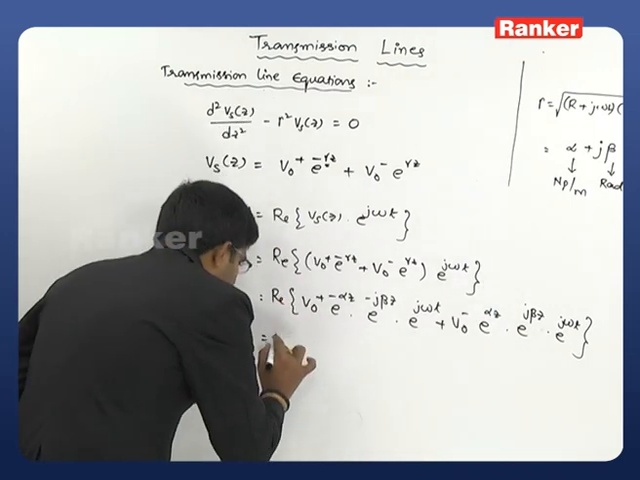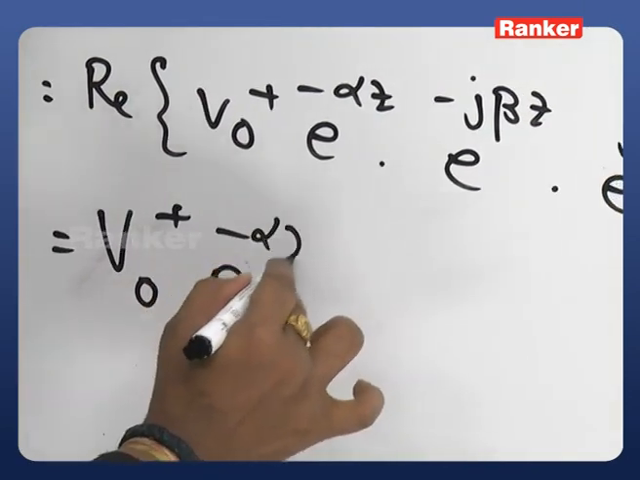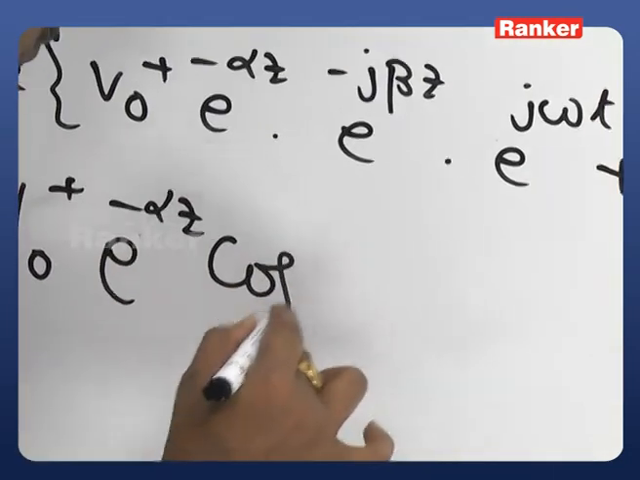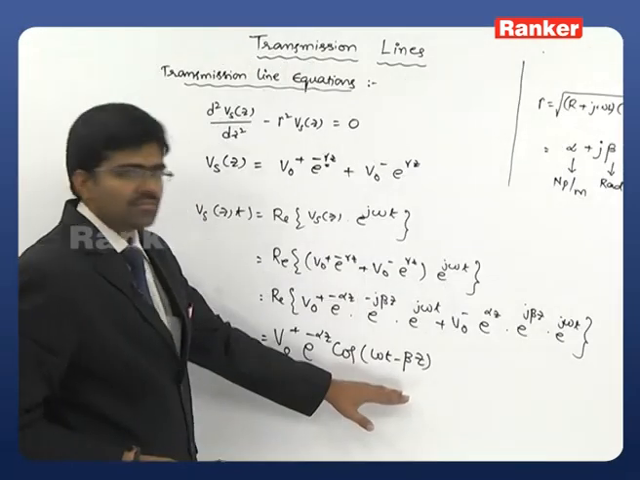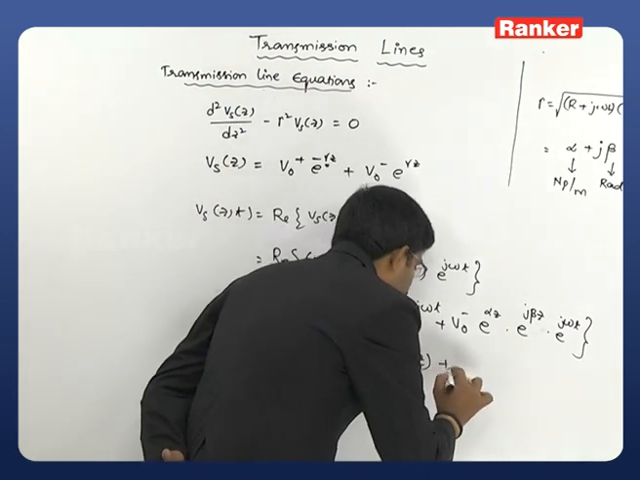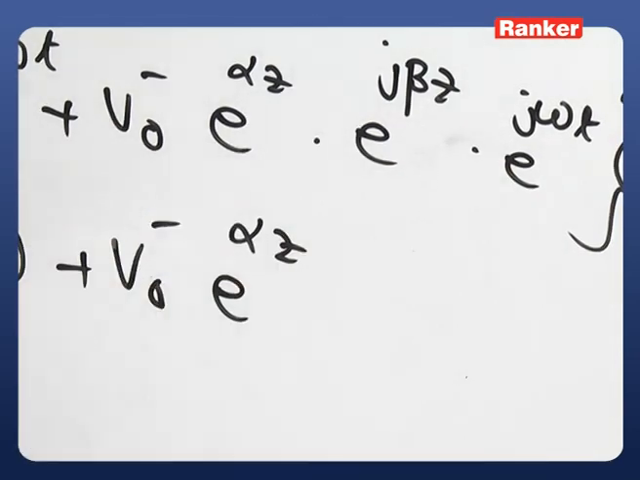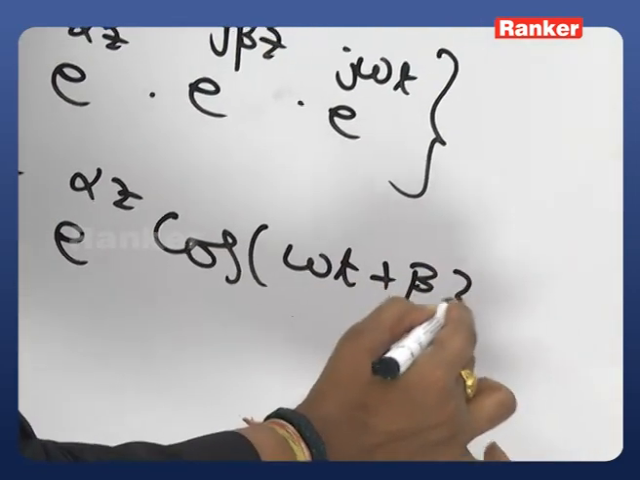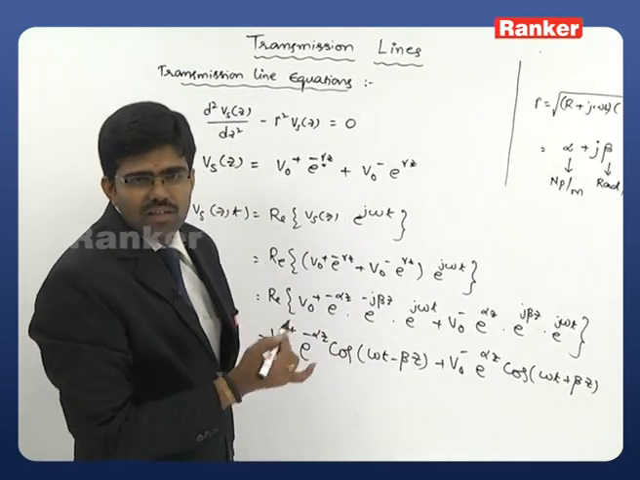The remaining terms are V naught plus, which is a clear real term, and e power minus alpha z, which is also a clear real term. In this one only the cos term is left for us, that is cos of omega t minus beta z. This is the equation of our wave for the first part. I will explain what that first part is later. V naught minus e power alpha z is left for us, and here also the cos term remains, that is omega t plus beta z. Just remember e power j theta is equal to cos theta plus j sin theta, that is what I am writing here, nothing more than that.